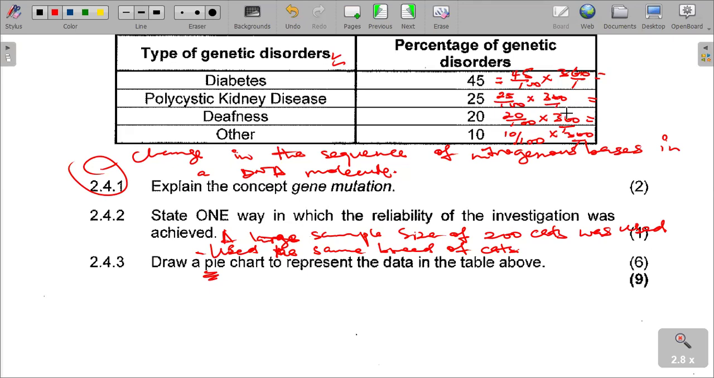We calculate by multiplying by 360, which is a complete revolution. The first one gives us 162 degrees, the second one 90 degrees, the next one 72 degrees, and lastly 36 degrees. These are the representations that each of the genetic disorders has on the pie chart.